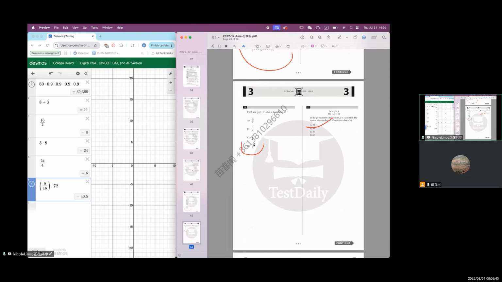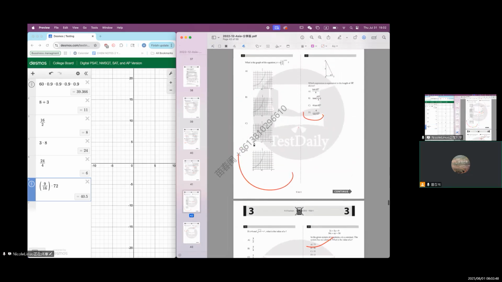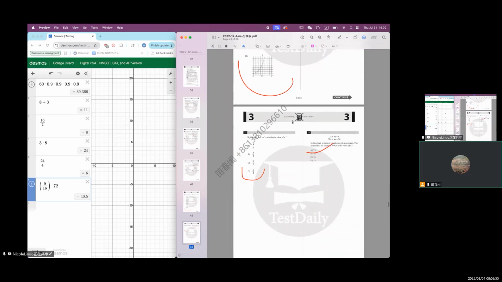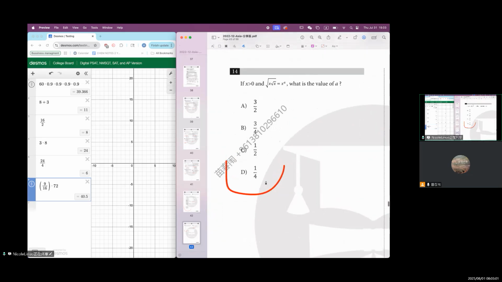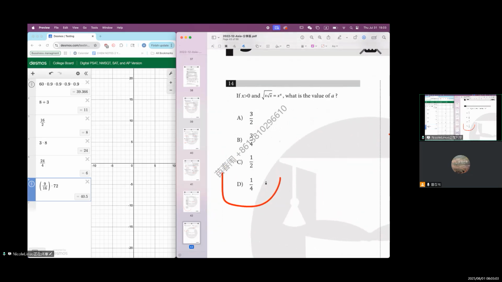13 is D, right? And 14 is also the last one. Yes. Let's take a look at 14. Okay, not surprised. That's okay. That's very friendly.